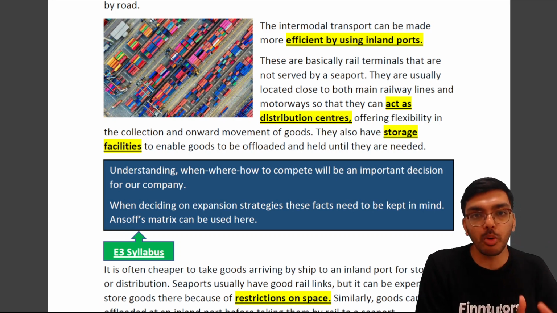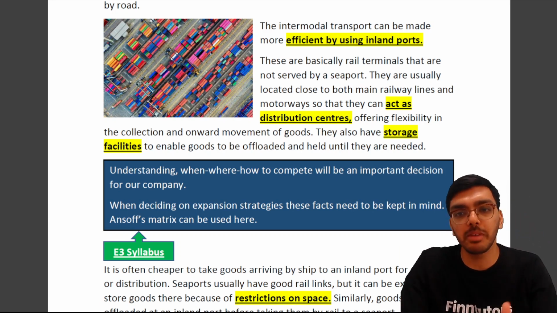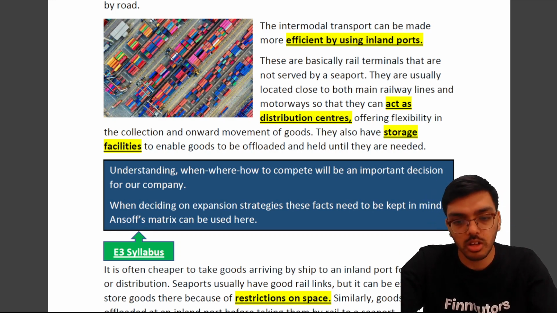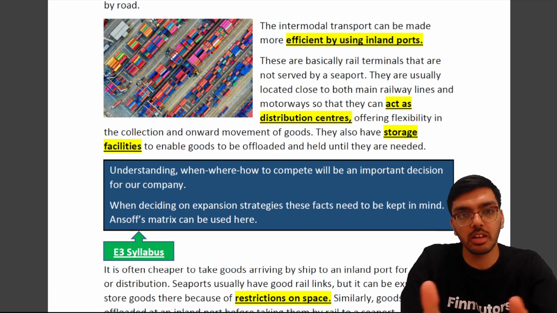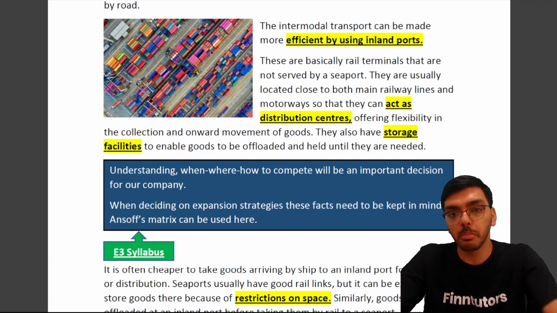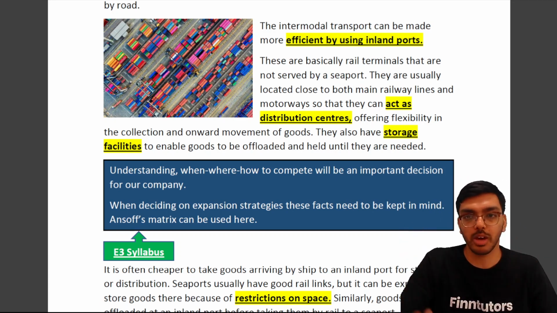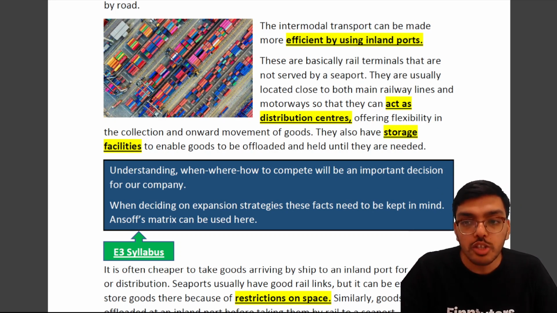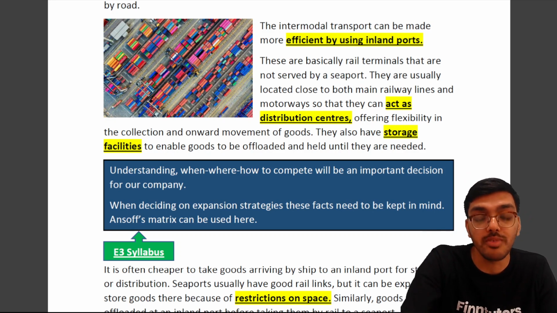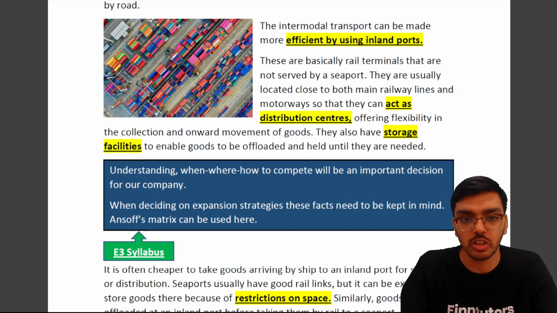So inland ports are not served by a seaport, but they'll have maybe a rail connection. So from one place to your inland port, there is a rail connection. You get it down from your rail transport, put it onto your road transport, and from there the road transport carries it wherever it needs to go. So inland ports are also being developed because they help the distribution, facilitation of goods.